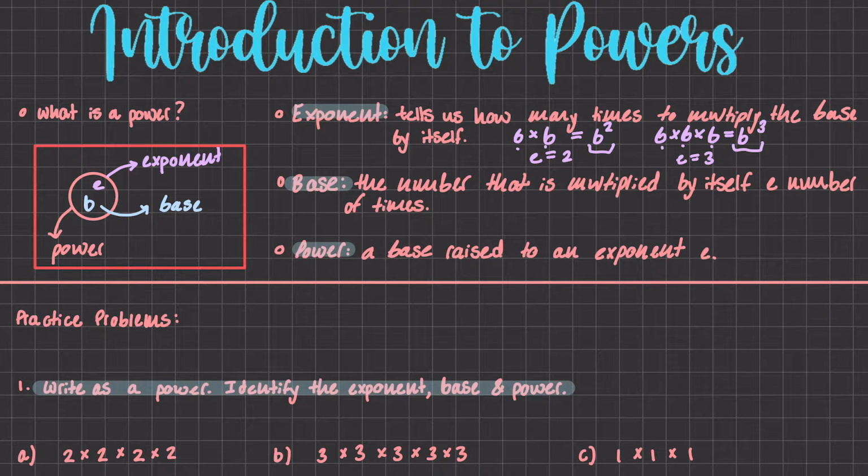So the base is simply a number that is multiplied by itself a certain number of times, or e number of times. Here you can see I'm using the variable b to represent the base, but in reality, b is a number. b can be any number. Just because I'm using a variable here doesn't mean that it's always going to look like that. It could be 1, 2, 3, 4, and so on. So just don't get tripped up on that. And then to reiterate, the power is a base raised to an exponent e.